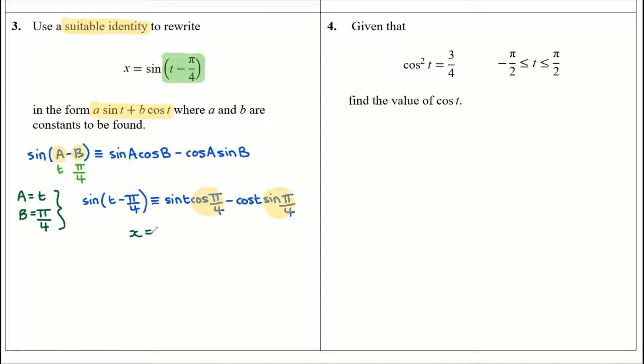Now, if you don't know what the cosine and sine of pi over 4 are, they are standard results. If I just do a little sketch up here, you can use your calculator for this if you like, but pi over 4 is of course 45 degrees. So if that angle there was pi over 4, this angle here must also be pi over 4 because it's 45.